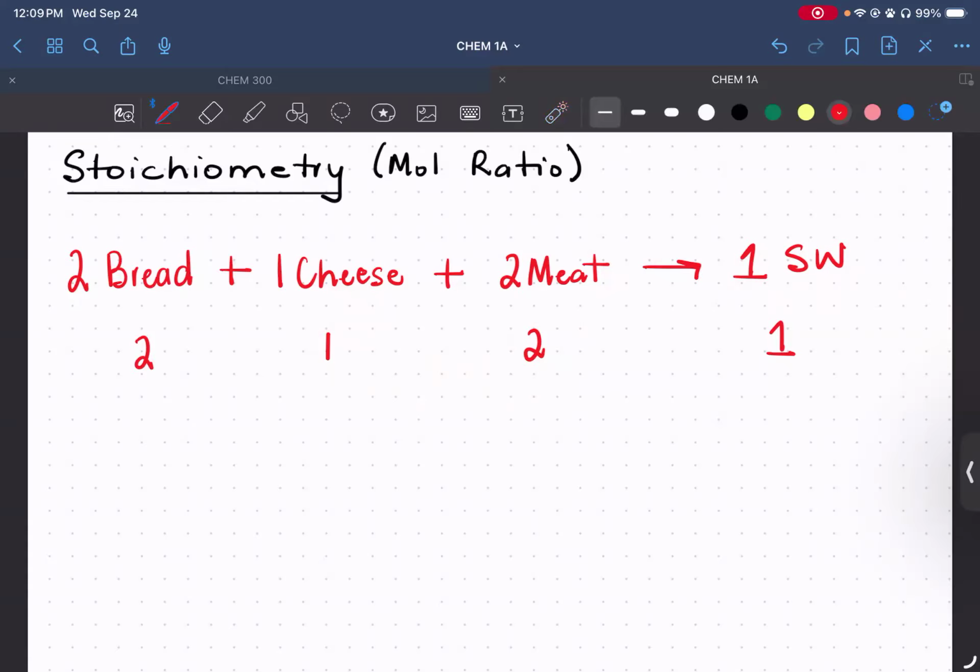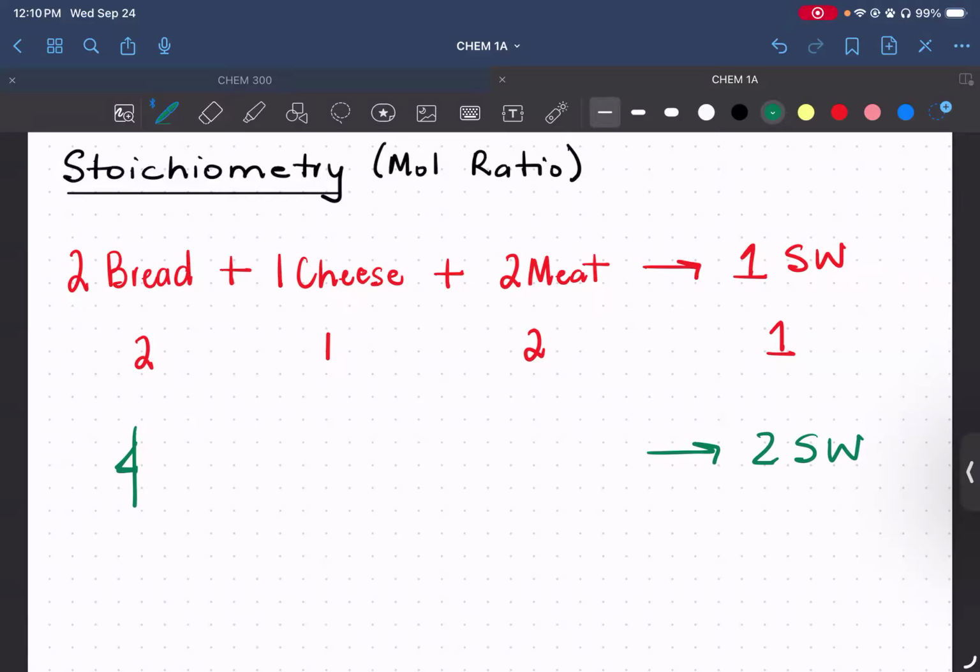Whereas in another way, if, for example, we had 4 slices of bread, we would make in total 2 sandwiches. That makes sense. If 2 slices of bread give us 1 sandwich, then 4 slices of bread will give us 2 sandwiches. But the thing about ratios, the thing about cooking, the thing about reactions, is that it's not a one and done game.